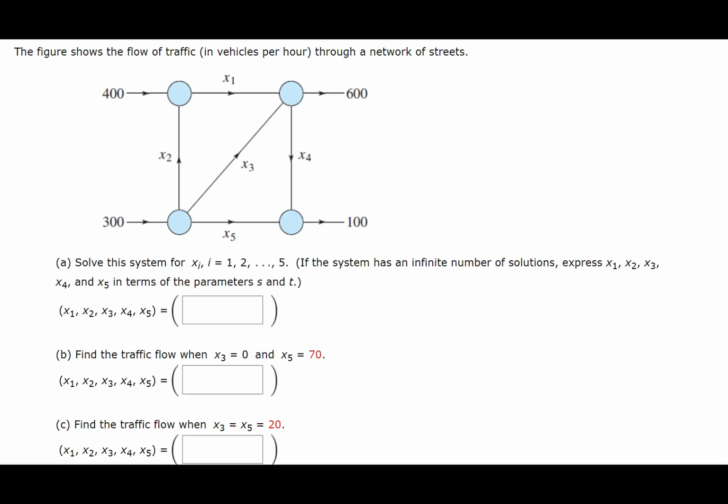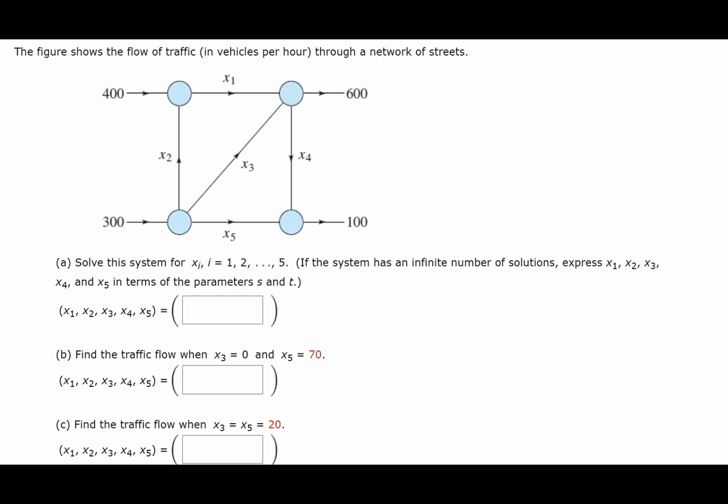Now this problem, we're looking at the flow of traffic for this network of streets. And the number shown is the number of cars per hour, the number of vehicles per hour. So like in the top left intersection, there's 400 vehicles entering that intersection per hour on the left-hand side, but we don't know how many vehicles are entering from the south, that is x2, and how many are exiting the intersection, that'd be x1. So x1 and x2 are unknown. And we also have 3 other unknowns, right? x4, x3, and x5. We don't know what those are yet.